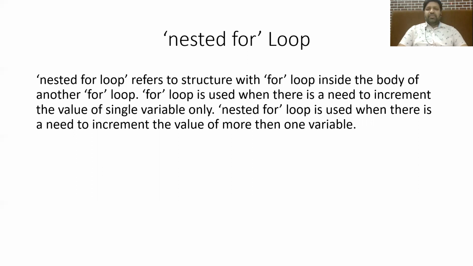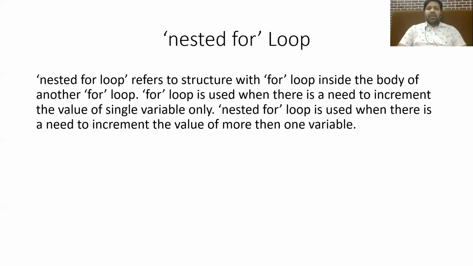So that means you need a for loop to display all the elements in the first row. But then you want to move to the second row. Then you want to move to the third row. So that means step by step you will print all the elements of each row in the array. So for that you need a nested for loop.